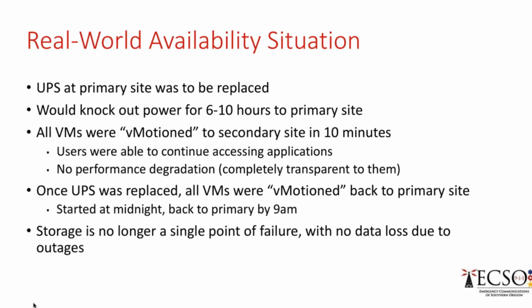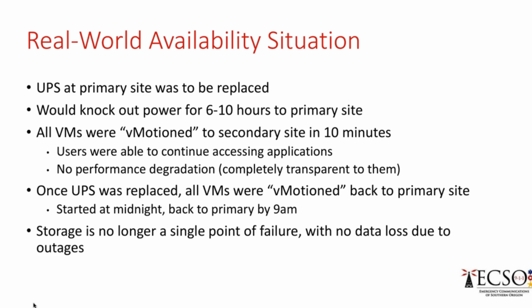So let me talk a little bit about availability, which I mentioned earlier, and let me explain one of the situations that came up for them and how they were able to leverage the better availability. Their UPS at their primary site was to be replaced, and it would knock out power for 6 to 10 hours, right? That's a pretty long time. So what they wanted to do was vMotion all of their VMs to the secondary site. They did that, and it took about 10 minutes.